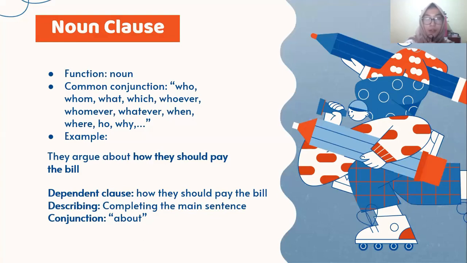They argue about how they should pay the bill. The dependent clause is how they should pay the bill because this clause explains about the main sentence by defining what those people are arguing.